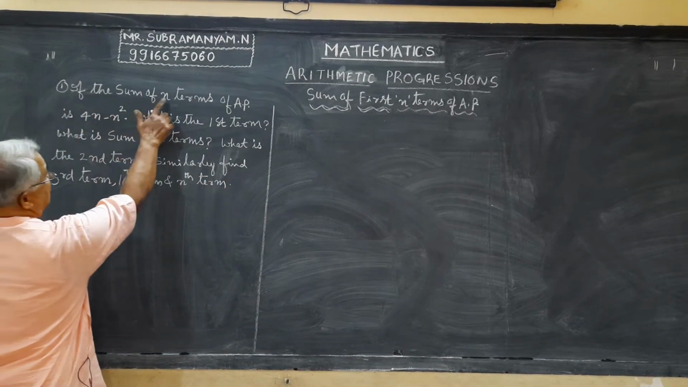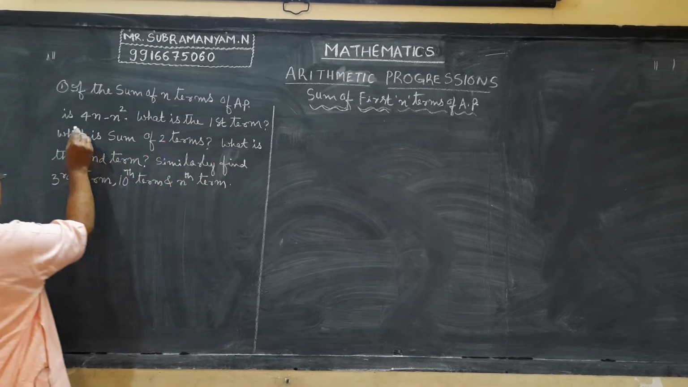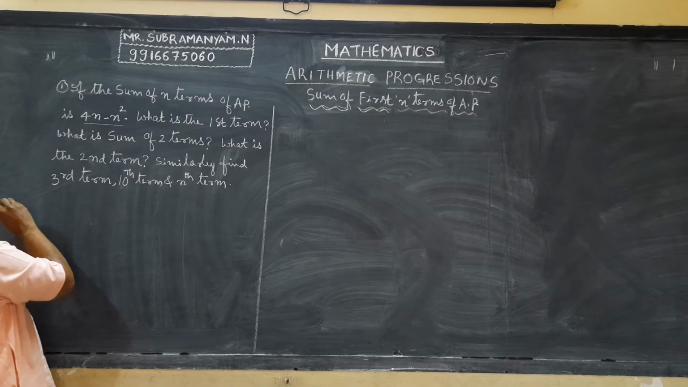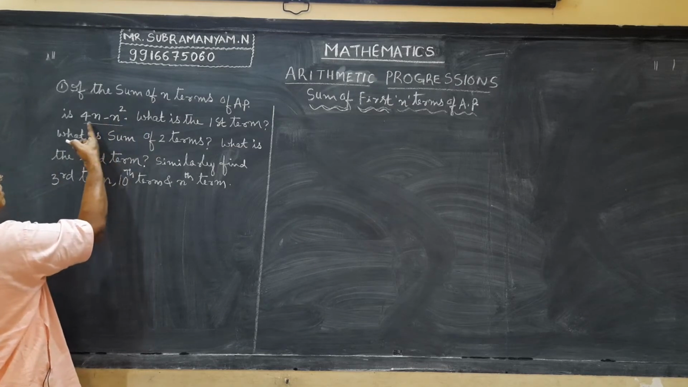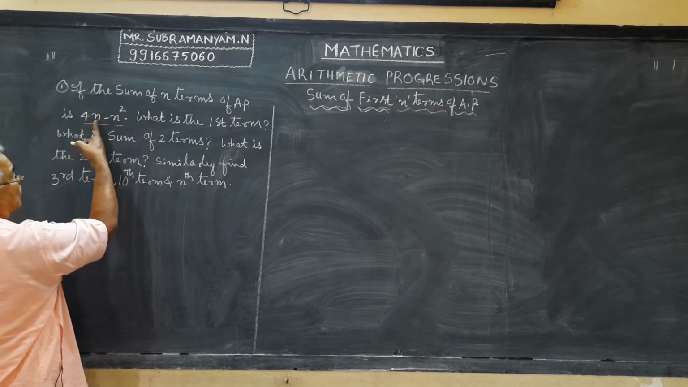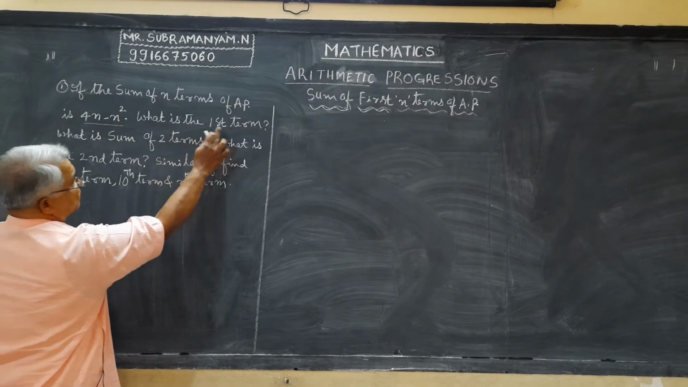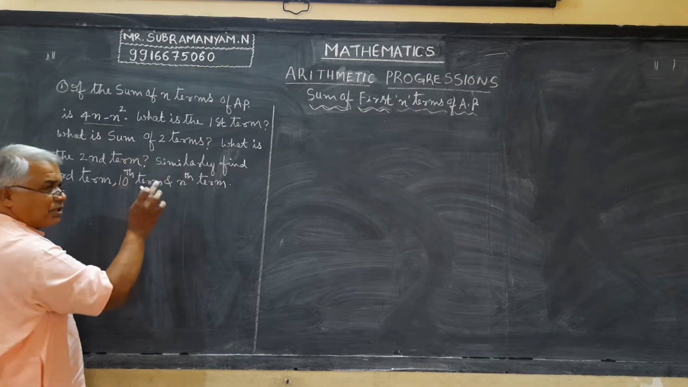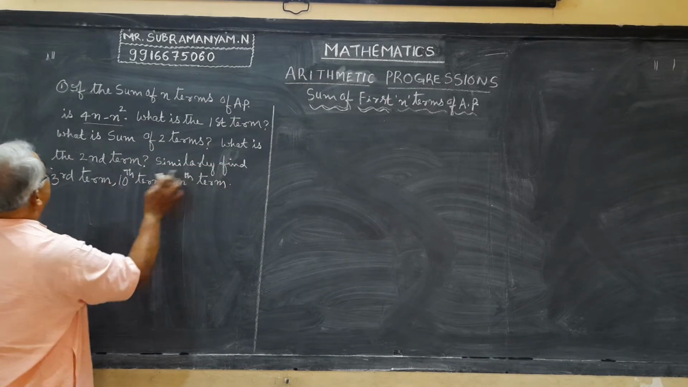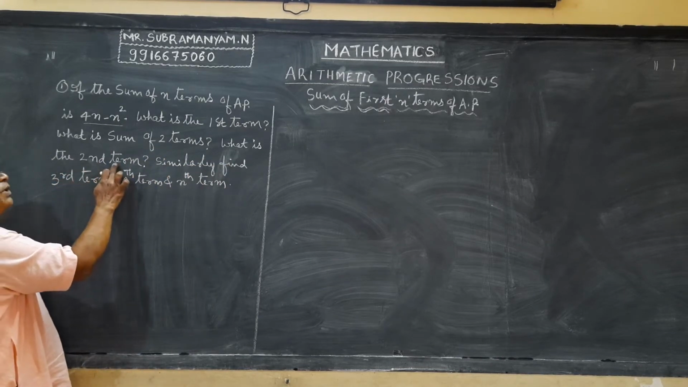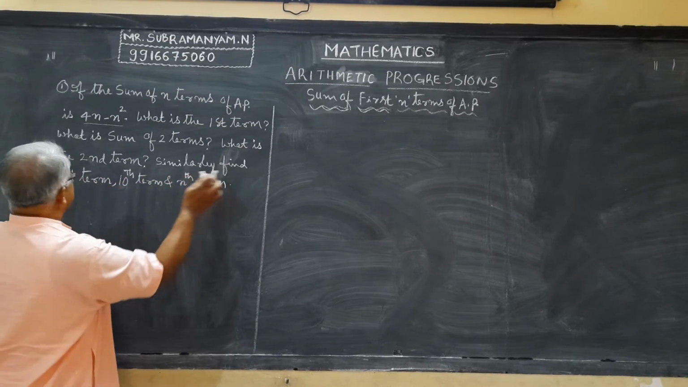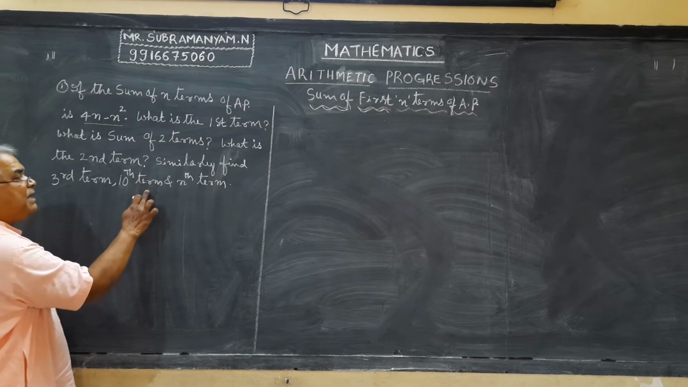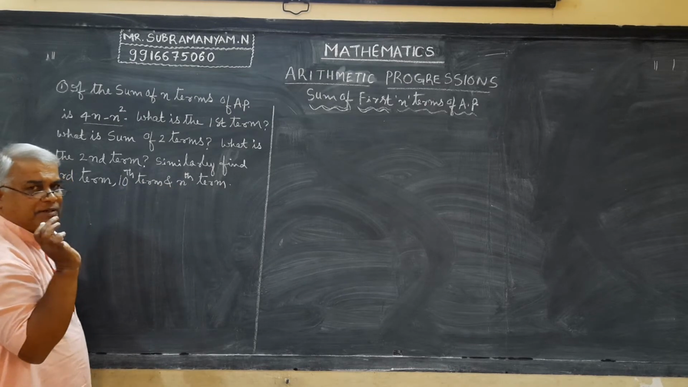If the sum of n terms of an AP is 4n minus n square, they have given the sum of n terms, 4n minus n square. What is the first term? That is A. What is the sum of two terms? S2. What is the second term? A2. Similarly, find the third term A3, 10th term A10, nth term An.